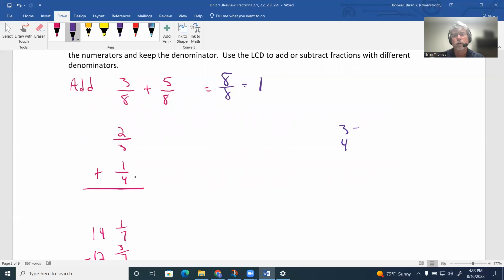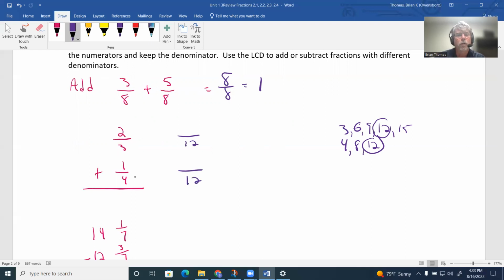So 3 times 1 would be 3, 3 times 2 would be 6, 3 times 3 would be 9, 12, 15. 4, 8, 12. So listing the multiples is good enough. I didn't have to do a prime factorization there. So 12 is my new denominator. So I go out to the side and write my 12 as my new denominator.